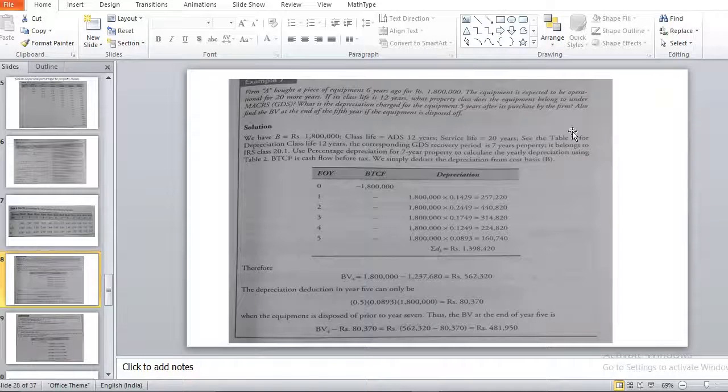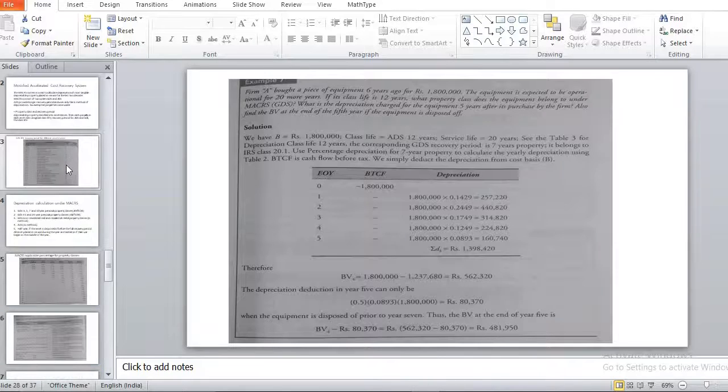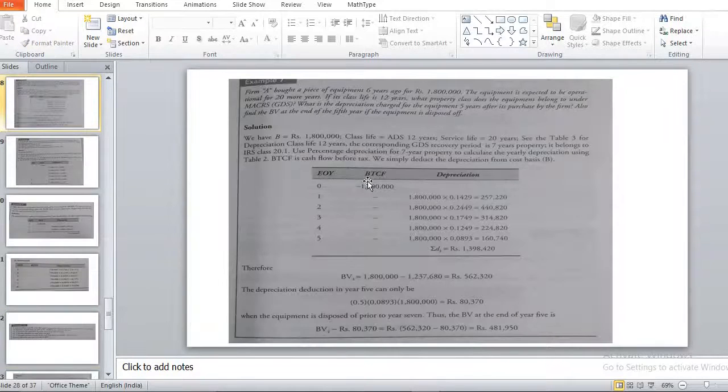So here in this example, the cost basis value is given, and they asked to find out the time period for which we can use it, which is 20 years. But this equipment comes under the class life of 12 years in the first table. In that class, this equipment is placed.